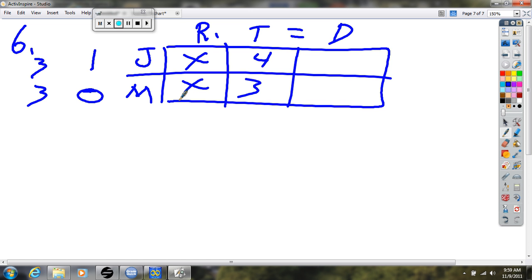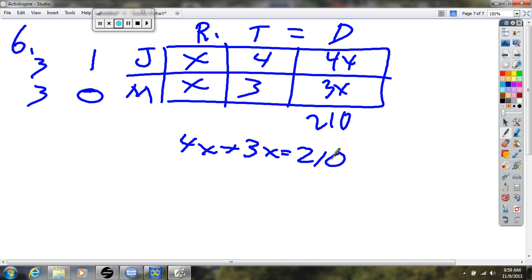Right? And now you do what? Oh, what do we have? This is 4x. This is 3x. Do we have something else? Yeah. 210 miles apart? So what's my equation? 4x plus 3x equals 210. And then combine like terms, and all you're going to get is 7x. Divide by 7, x equals 3. And that's really all you have.